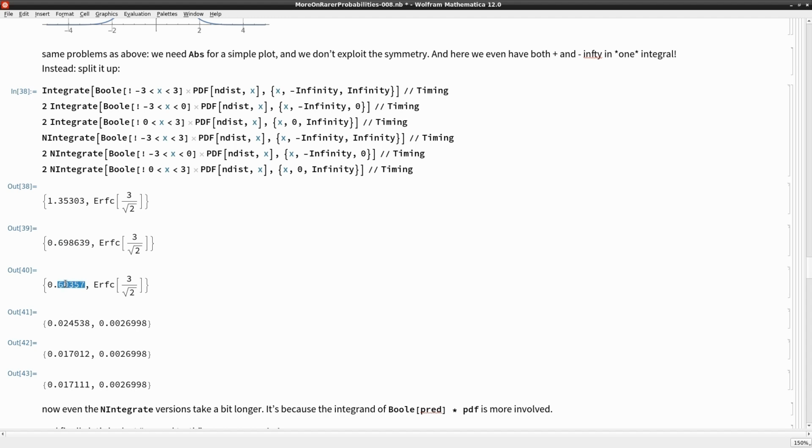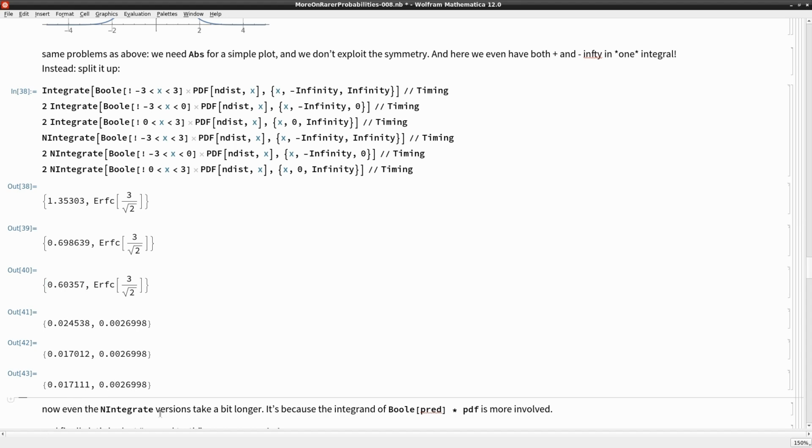Those are the first 3 rows here. The numeric versions are significantly faster, and the fastest versions are when we are splitting it up into 2 subdomains and then simply multiply with 2. And also in the symbolic version, we are seeing that we are getting faster results by splitting it up and multiplying with 2, right? Okay.